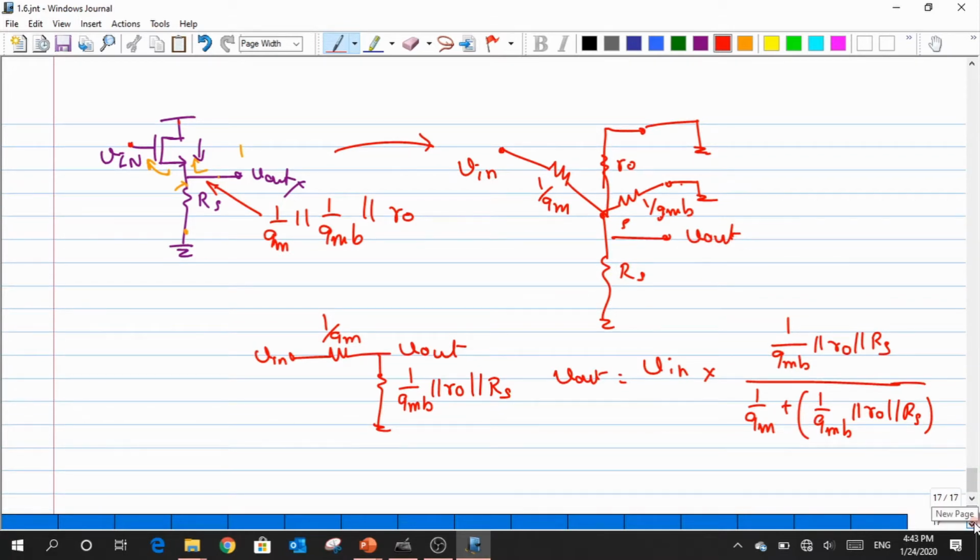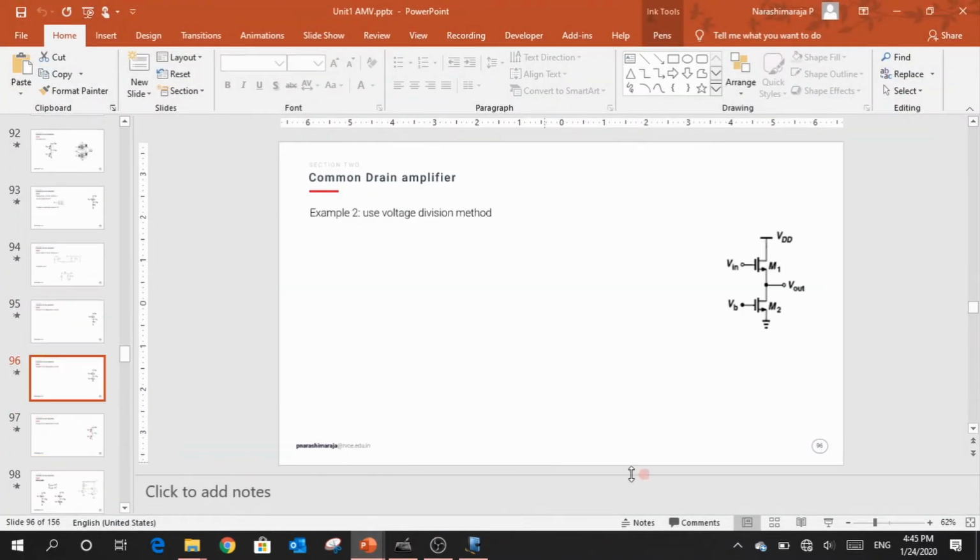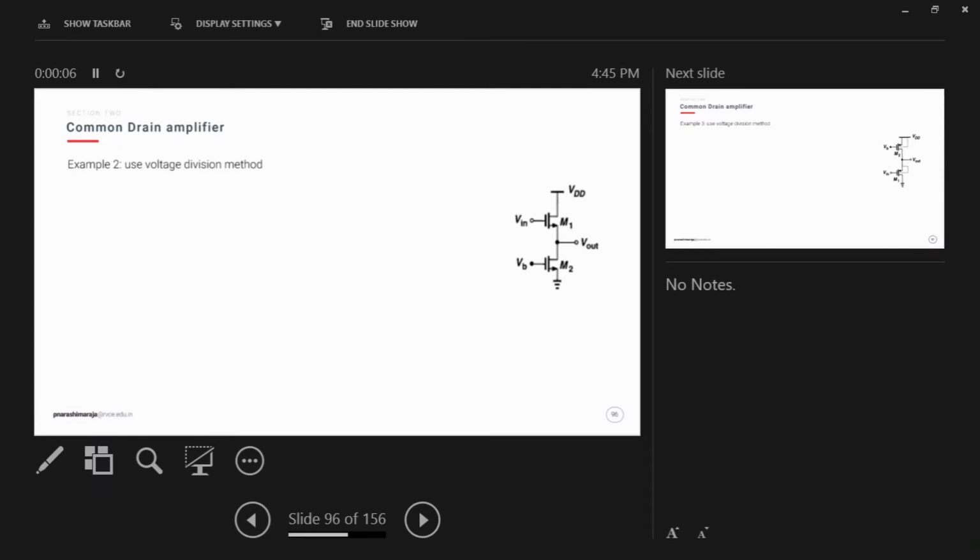So let me have some quick questions here based on the circuit that we have drawn. Calculate the gain of the circuit by making use of this voltage divider method that I have just spoken about. So, got the answer for this? I think it's pretty simple. The only thing is that in the place of Rs, I have R naught. Okay, so everything else remains the same.